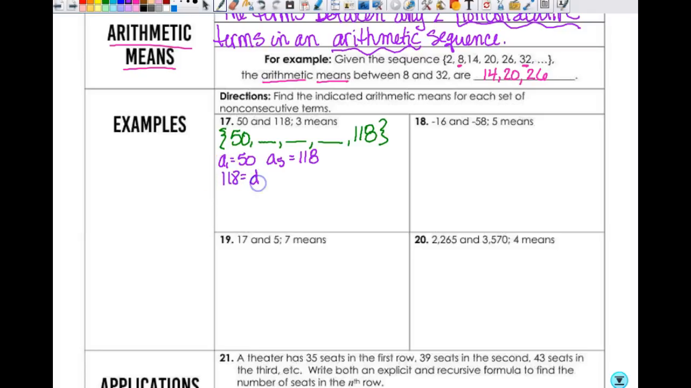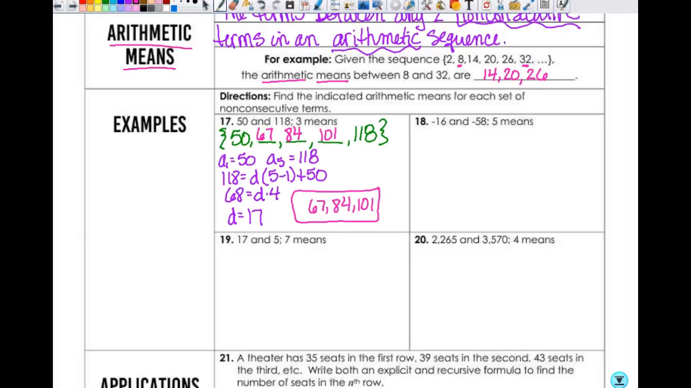Okay. So then I use my formula. 118 is equal to D, because I don't know what the common difference is, times 5 minus 1 plus 50. So then I can subtract 50 from both sides. That's going to give me 68 equals D times 4. So D is equal to 17 when I divide. So the common difference is 17. So the 3 terms then, I would take 50, add 17. That's going to give me 67. Add 17 to that, that gives me 84. Add 17 to that, I get 101. So the 3 arithmetic means are 67, 84, 101.